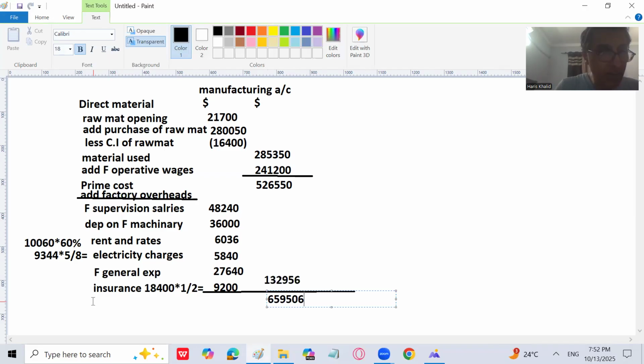659,506 is the total factory cost. I got it. Now what I'm going to do, definitely I will add work in progress opening, which is the normal way to solve the question. And I will subtract less work in progress closing, because this is how we used to solve the manufacturing account. Add work in progress opening, less work in progress closing.